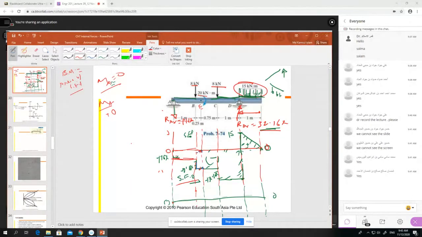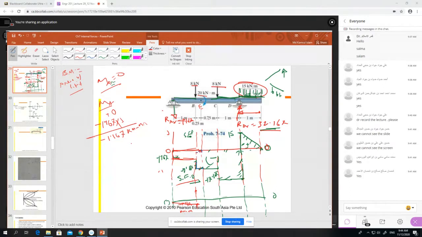So if you want to find B, here or here, we don't know if it is at the bottom or the top. So what is the area? We have minus 1.167 into the distance. The distance is 1 meter. So we have minus 1.167 kilonewton meter. So it is minus, so it will be on the negative side. Minus 1.167 kilonewton meter is our bending moment at point B.